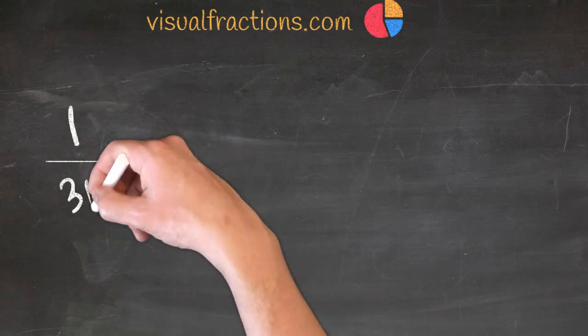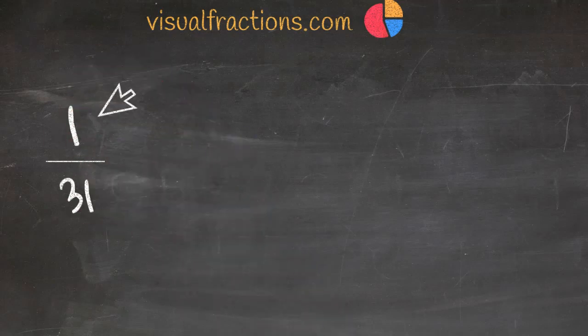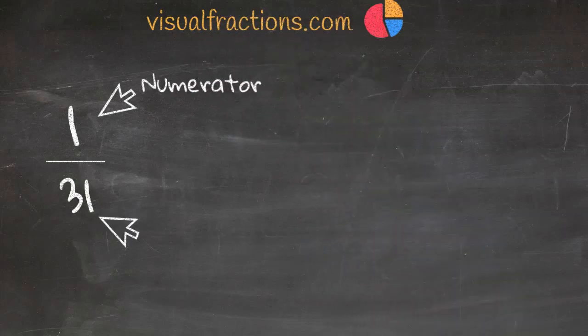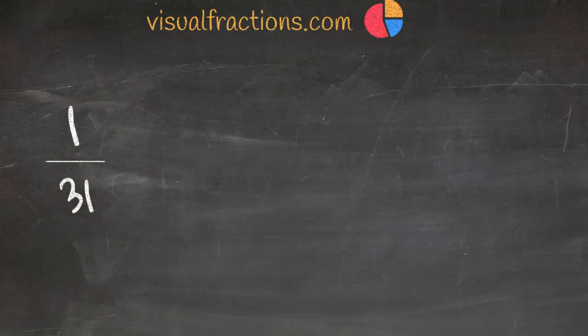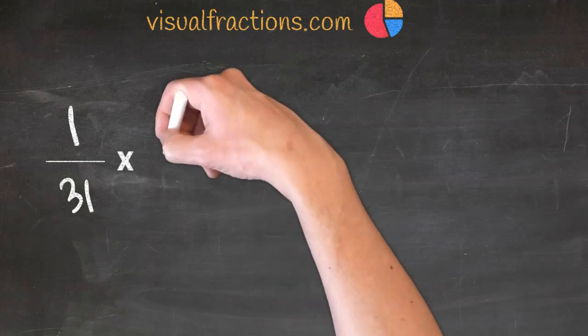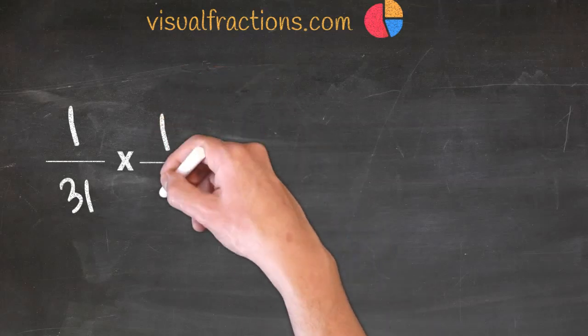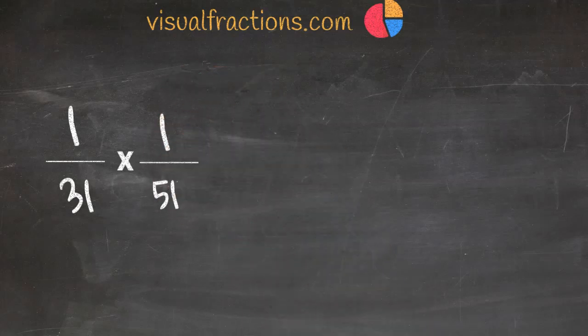We have 1/31st, where 1 is the numerator, the top number of the fraction, and 31 is the denominator, the bottom number. This fraction represents one part out of 31 equal parts. Now, let's consider the second fraction, 1/51st. Here, 1 is the numerator, and 51 is the denominator. This fraction signifies one part out of 51 equal parts.